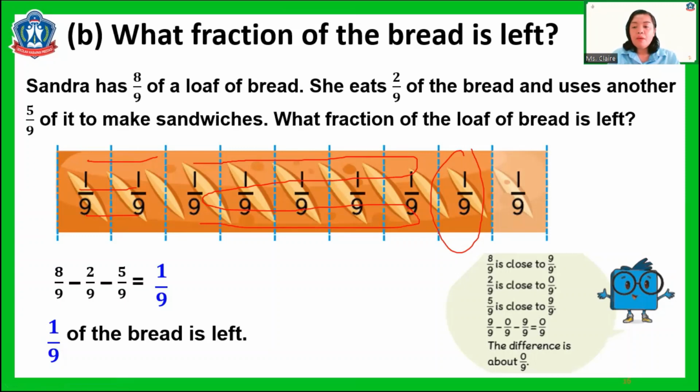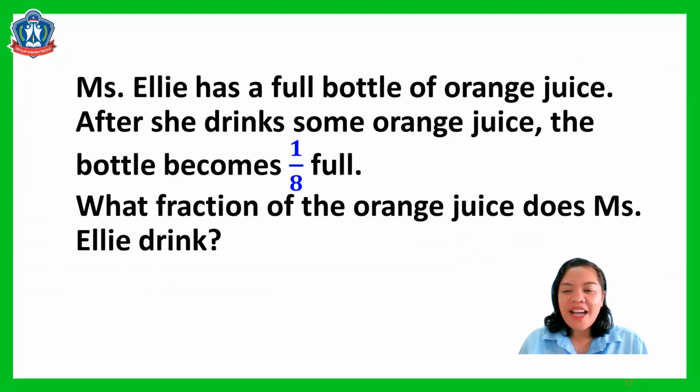Just remember, if our denominators are the same, we can just simply add or subtract the numerators and we will copy the common denominator. Okay, I have a problem for you and I need you to share your answer during our class. Miss Ellie has a full bottle of orange juice. After she drinks some orange juice, the bottle becomes 1/8 full. So what fraction of the orange juice does Miss Ellie drink? Remember, one full bottle means 8/8. So after she drinks, it becomes 1/8. If you know the answer, share your answer during our class.